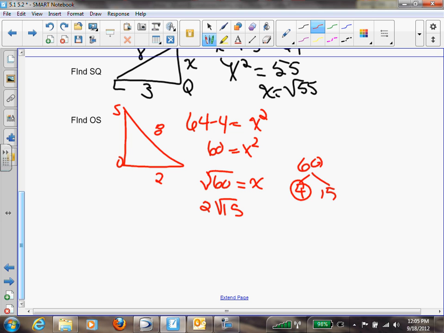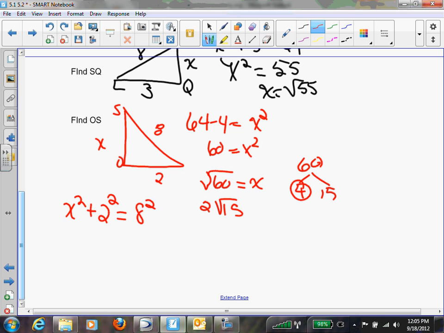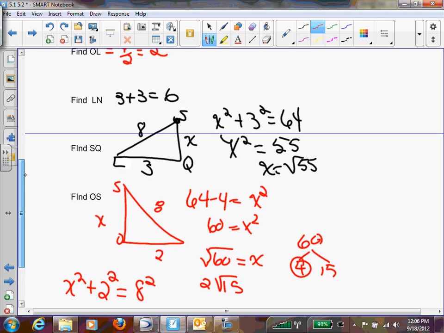Why is it minus 4? It is x squared plus 2 squared equals 8 squared. A squared plus b squared equals c squared. We're always going to set it equal, Sarah, to the hypotenuse squared. 2 squared is 4. 64 minus 4. I just did the math in my head. Oh, okay. Emma? So going back to SQ, yes, exactly. It's 5 times 11, and neither are perfect squares.